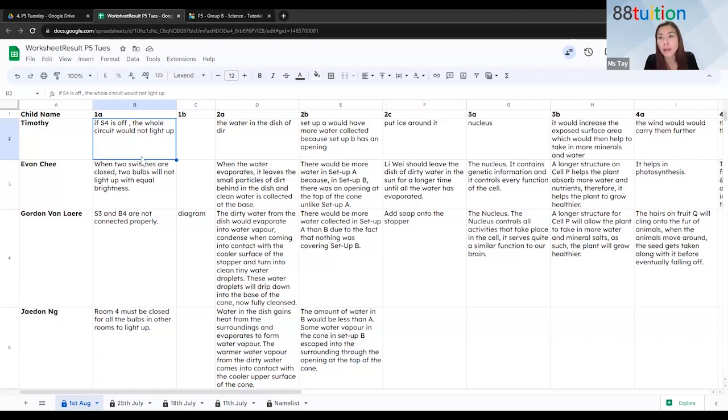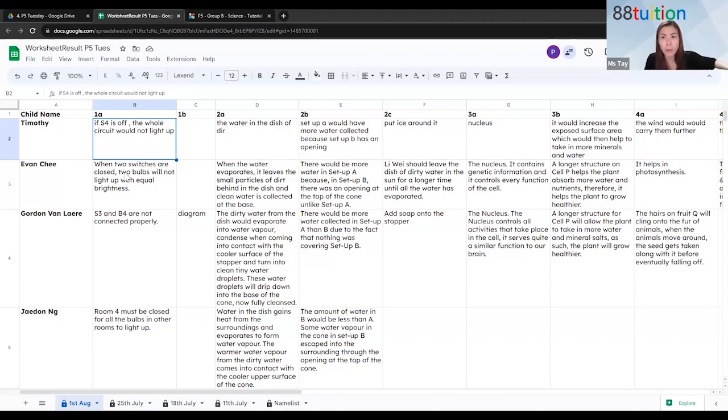You are right. It somehow is positioned at a position such that when it is not turned on, all the other light bulbs cannot be turned on. So all the other rooms will be in darkness. All right, Evan says when two switches are closed, two bulbs will not light up with equal brightness. This is not exactly the concern that we have, Evan. In fact, the disadvantage is really about S4.